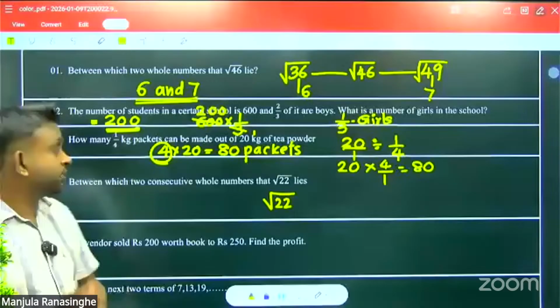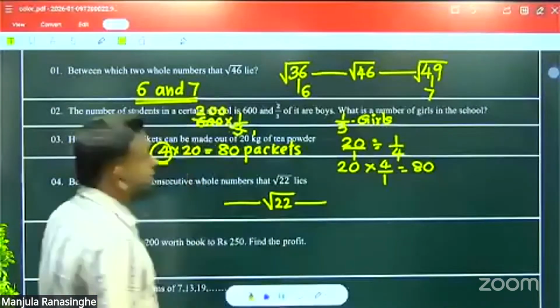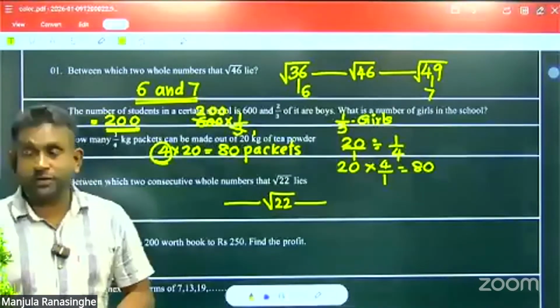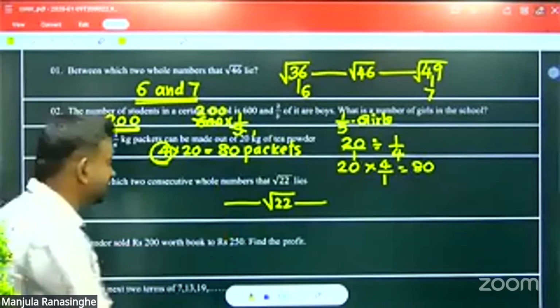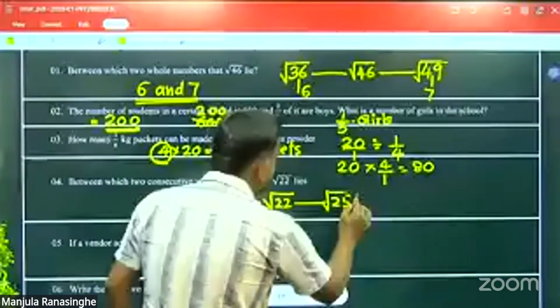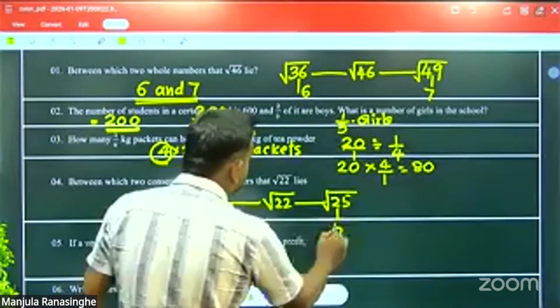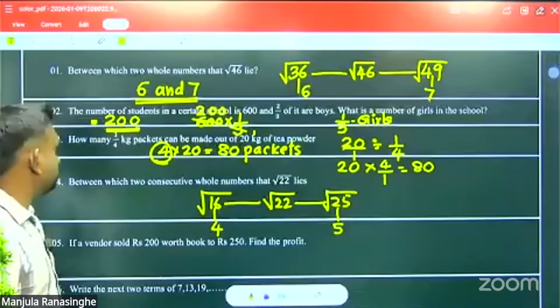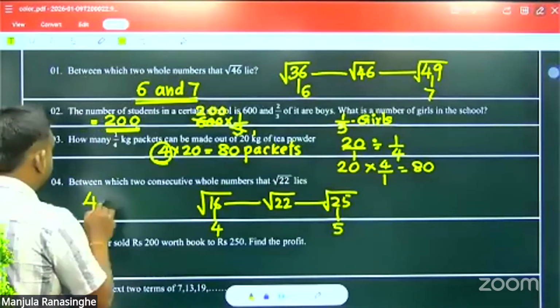Right. Okay, square root of 22, the previous lower and the upper perfect square. What's the lower perfect square? Tell me. For 22, below is 16, a perfect square. The upper one is 25. Okay, square root. So the square root of 16 is 4, the square root of 25 is 5. So it lies between 4 and 5.